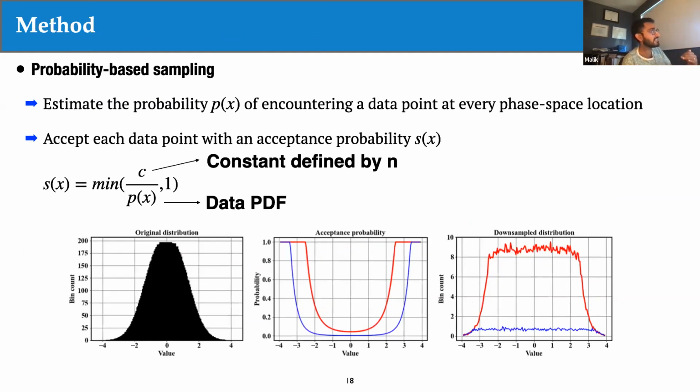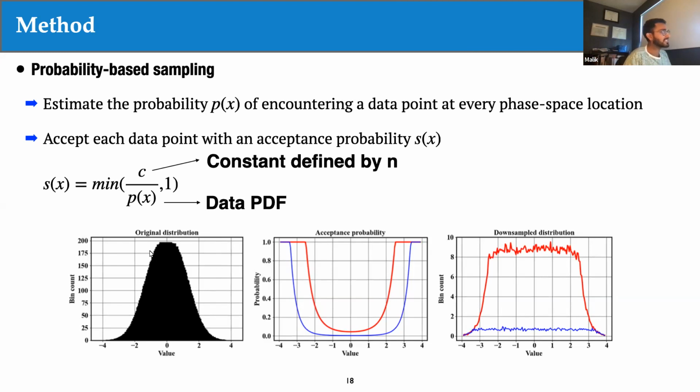And the way we're going to do this is using probability-based sampling. We are going to estimate the probability of observing data at different locations in feature space. And then using that probability, we are going to formulate an acceptance probability that tells us whether I should keep the data point or I should discard it. That acceptance probability is very simply formulated in terms of the probability of observing the data. It's inversely proportional to it. And the proportionality constant just dictates how many data points you'll have in your final data set.